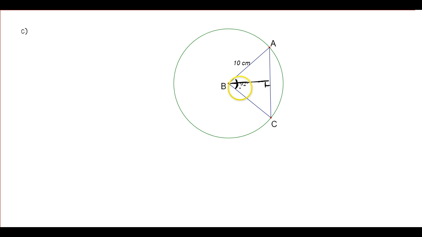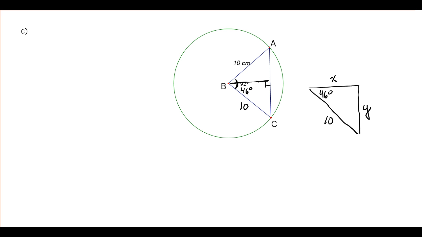And then each of these angles here is going to be 46 degrees. And I know that the radius here is 10 centimeters. So I'm going to draw this little triangle here separately. And I've got 46 degrees here. I've got a radius here. I need my height here, which I'll call x. And this is going to be half of the base of triangle ABC. I'm going to call that y.